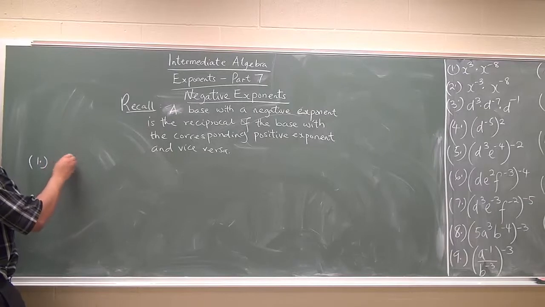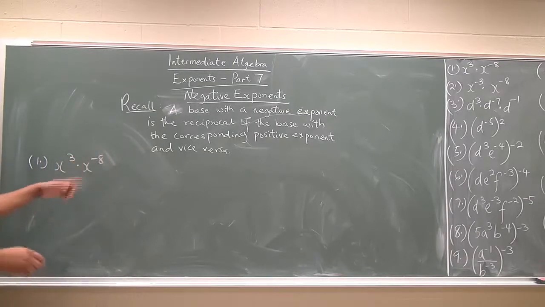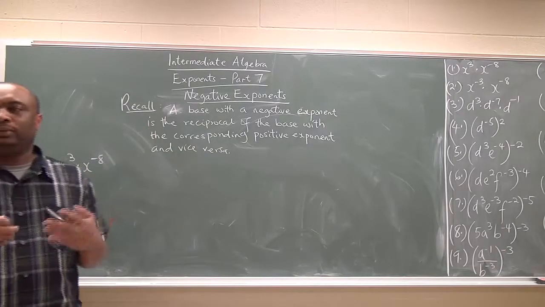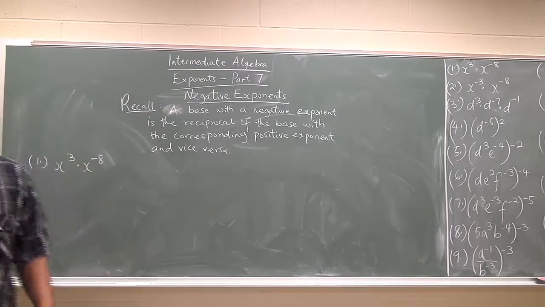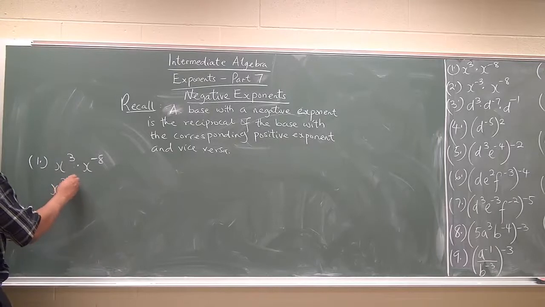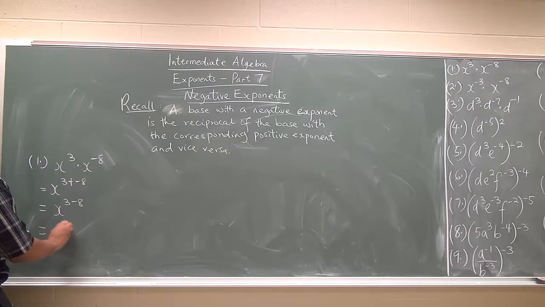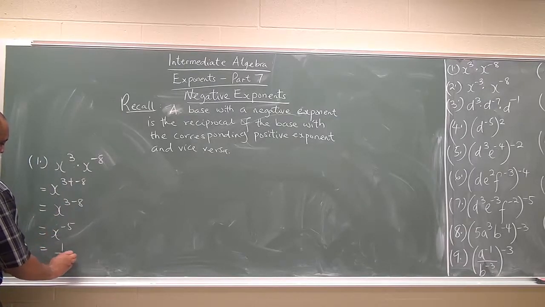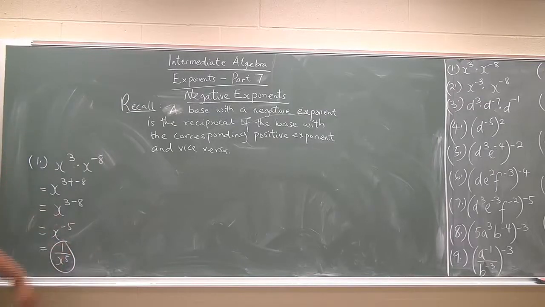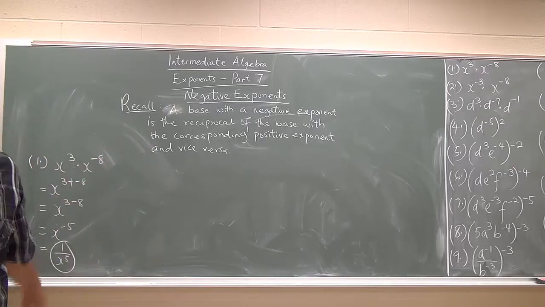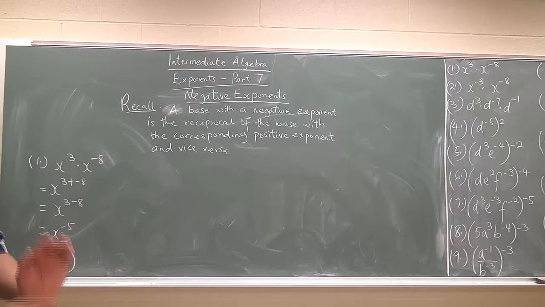The first question, x cubed times x to the negative 8. Of course, you can do this two ways. You can apply the laws of exponents. The first law of exponent: 3 plus negative 8, which is x to the negative 5, which is 1 over x to the 5th. Remember, they want us to have only positive exponents. All the questions that we shall solve in this video, we have to leave in positive exponents. That's what they want. So you can do it this way and save some time.